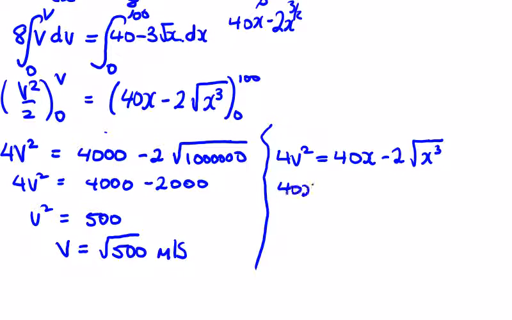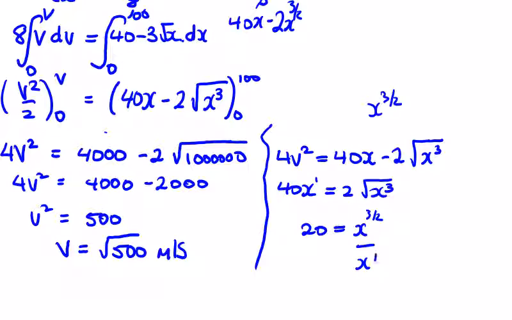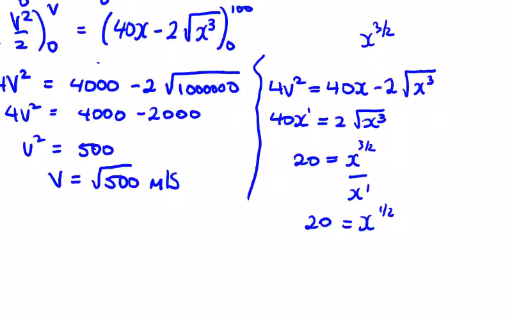So 40x would be equal to 2 by the square root of x cubed, which we know is x to the power of 3 over 2. So dividing by x to the power of 1, and dividing by 2 at the same time, I'm going to get 20 is equal to x to the power 3 over 2 divided by x to the power 1. So 20 is equal to x to the power of a half. So 20 is equal to the square root of x, square on both sides, 400. And I think we're dealing in meters here, is equal to x.